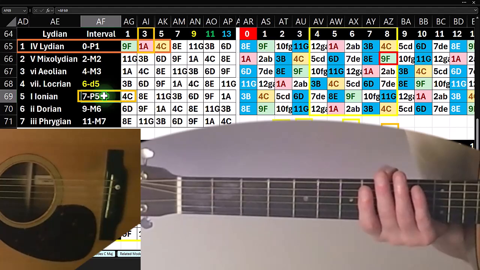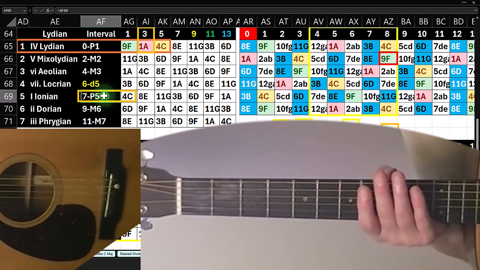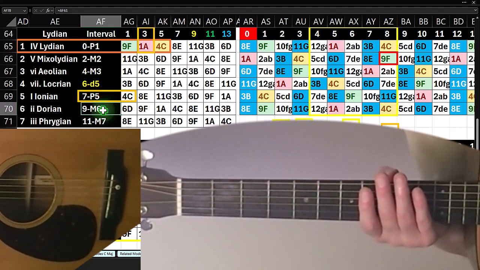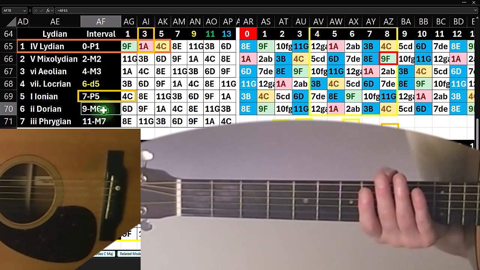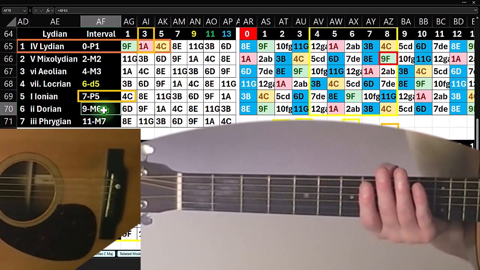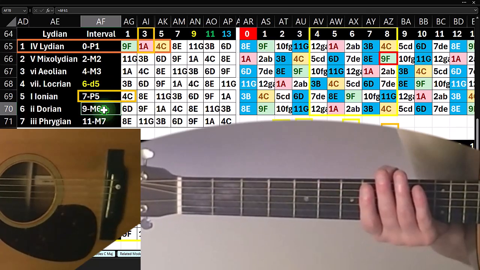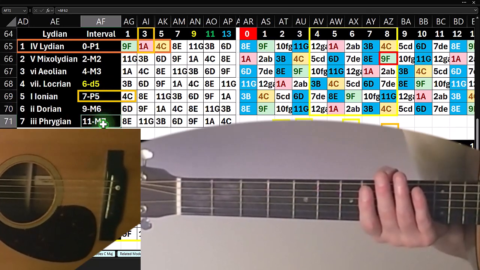All right. So then we have a 7-note away perfect fifth, which is the same as in the main major and main minor scales. We've got a 9-note away major sixth, which makes sense because that's what it would be in a major scale. We have an 11-note away major seventh.